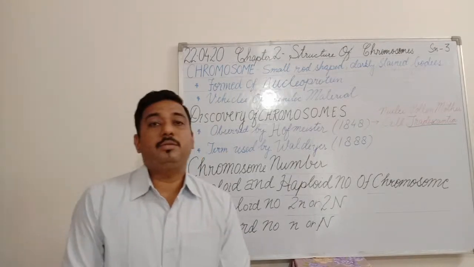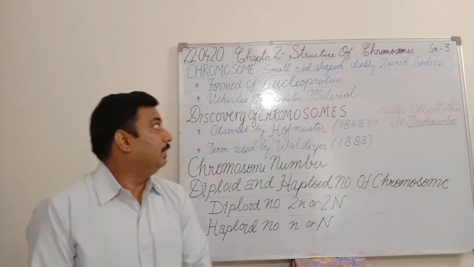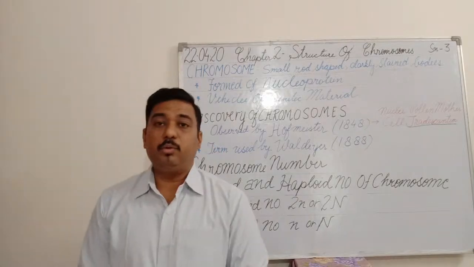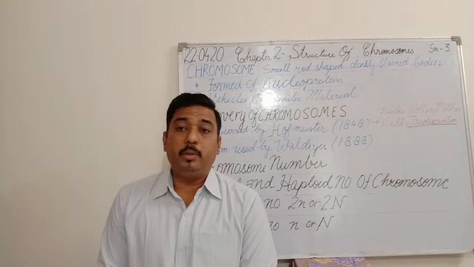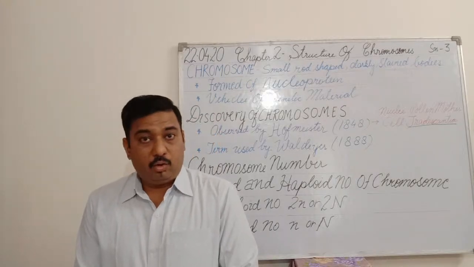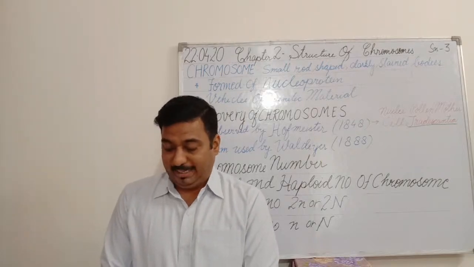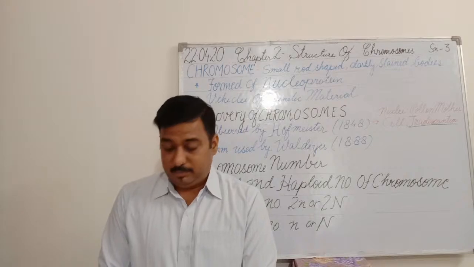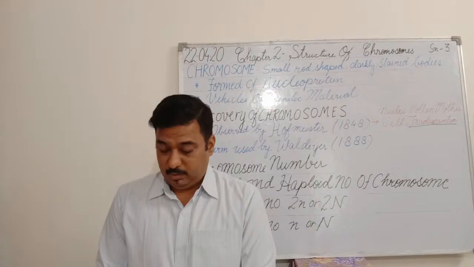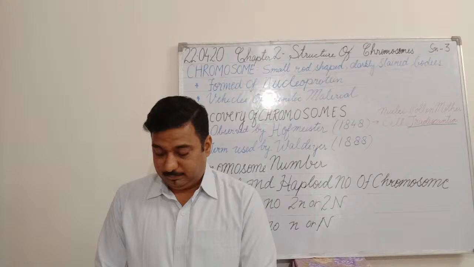Today, we are going to start with the second chapter, that is structure of chromosome. As you can see here, chromosome. First of all, I should tell you what we are going to study in this chapter. We will be studying the basic structure of chromosome with elementary understanding of terms such as chromatid, gene, structure of DNA, and centromere.